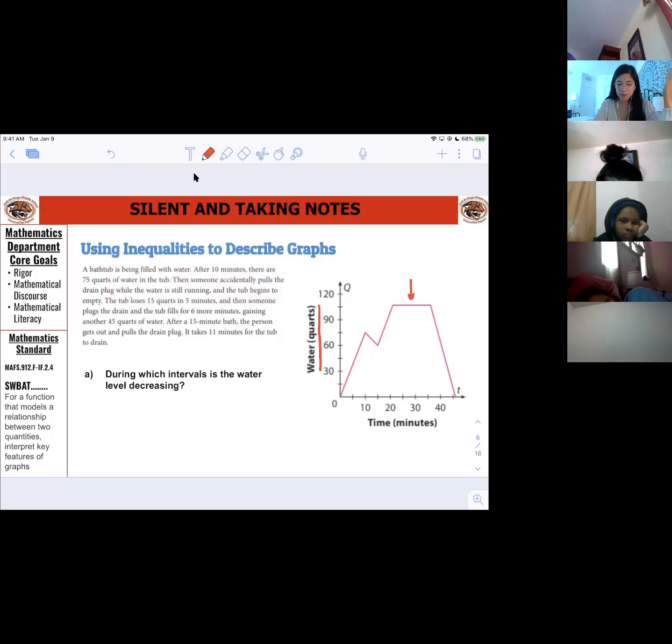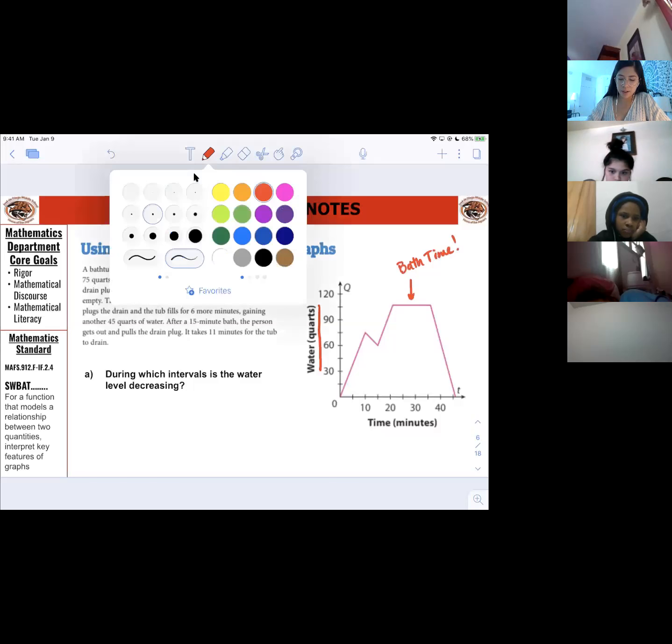They plugged it, and what are they doing for 15 minutes? They were filling up the tub. But for those 15 minutes, what was happening there? That's the bath. That's bath time. Okay. So now I want to know during which interval is the water level decreasing. So I'm going to label them.